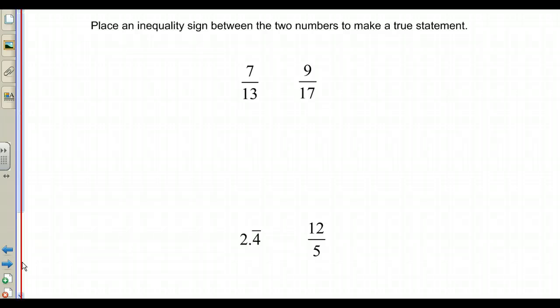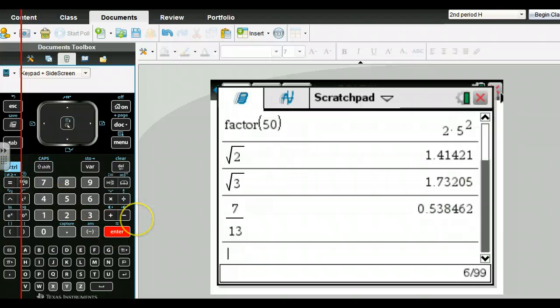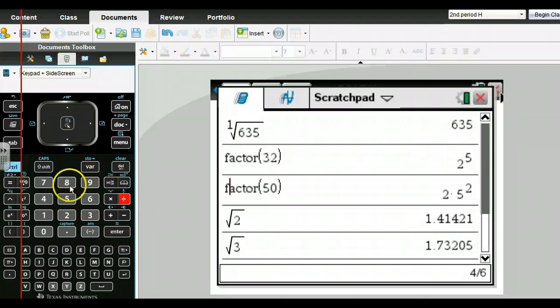In this page, I'd like to be able to put an inequality sign between these two numbers, and so it might be a good idea to use a calculator at this point. So 7/13 and 9/17.